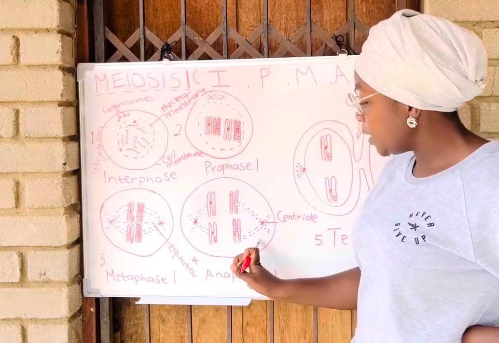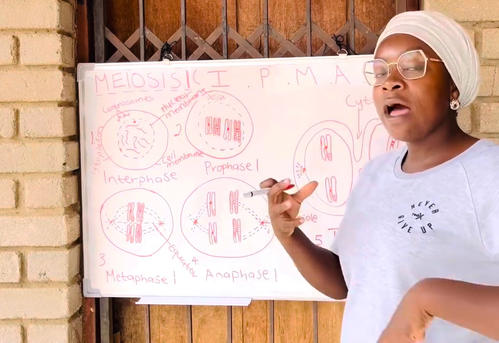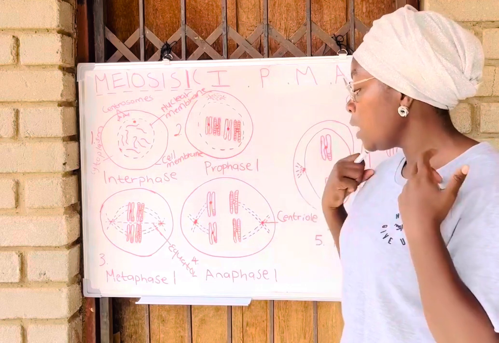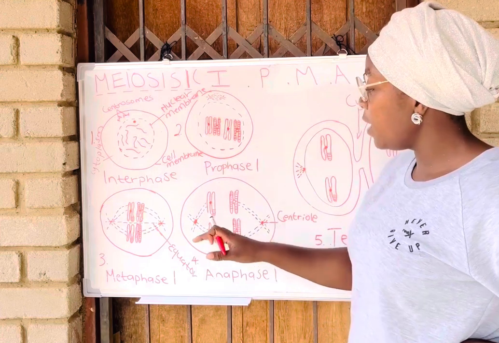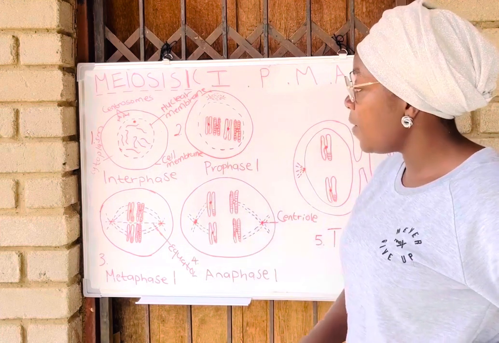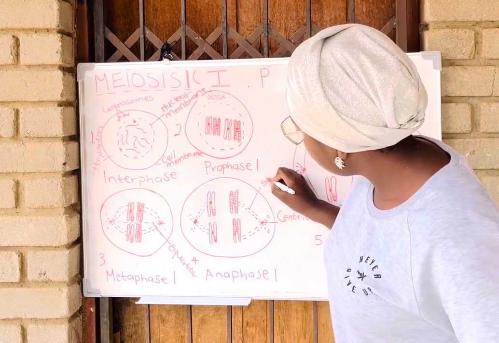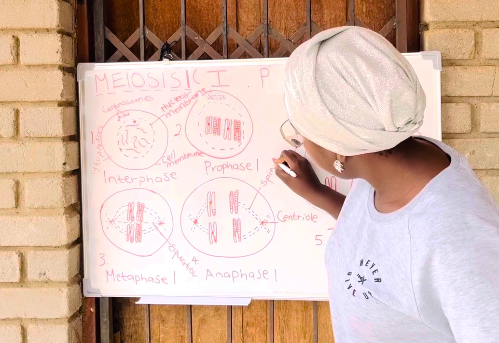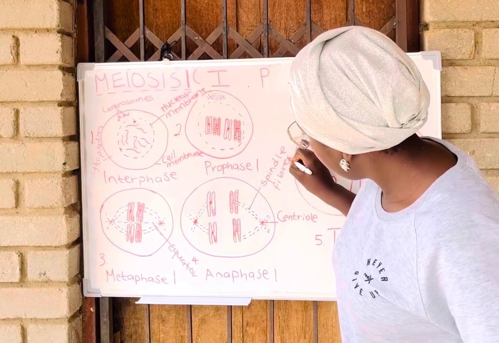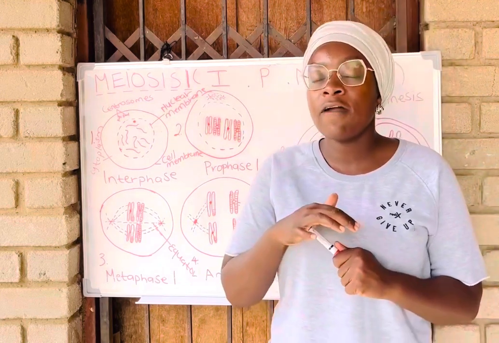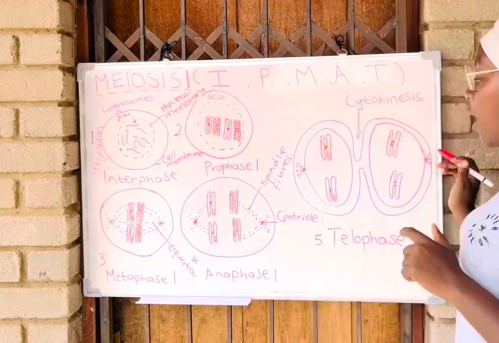So we still have our cytoplasm, we have our cell membrane, we have our chromosomes pulling away from each other towards the opposite poles. We also have what we call a centriole, and then we have our spindle fibers pulling the chromosomes away from each other. So we also have the last step now.